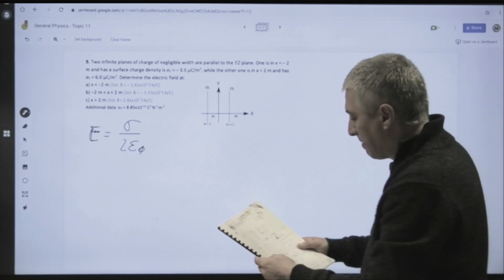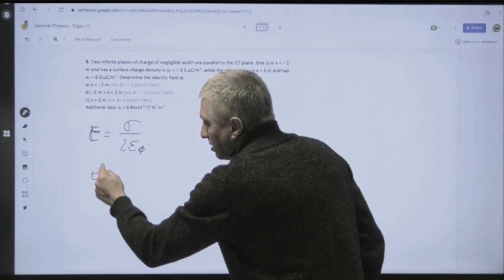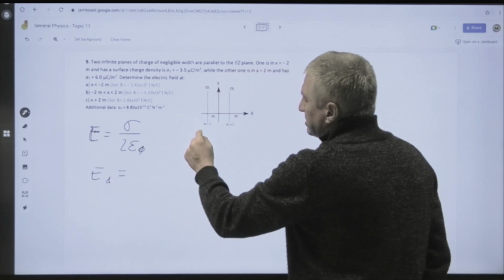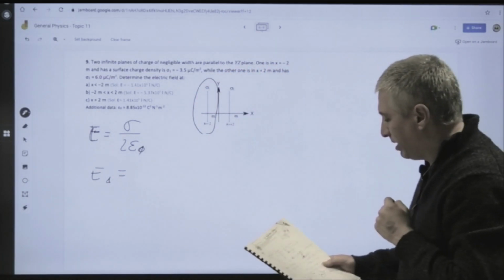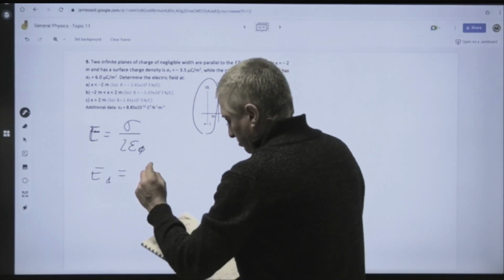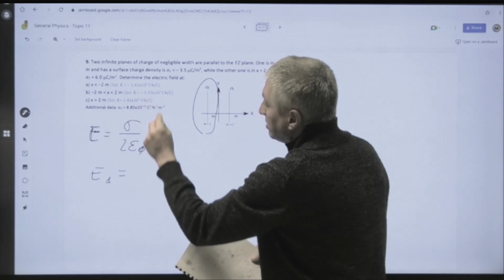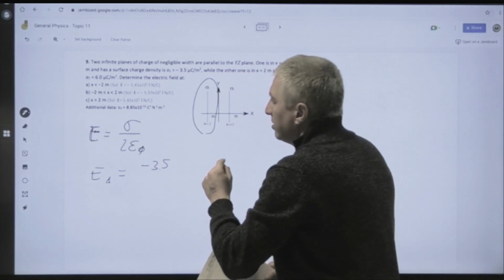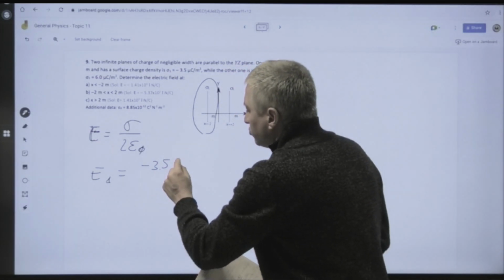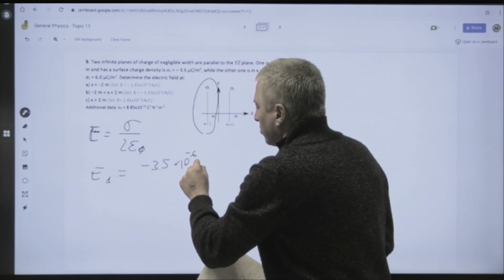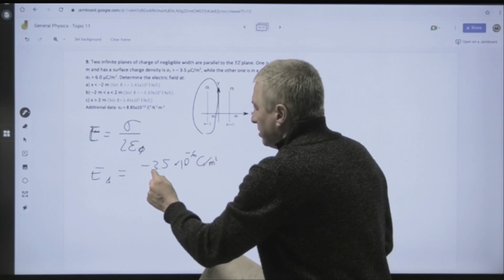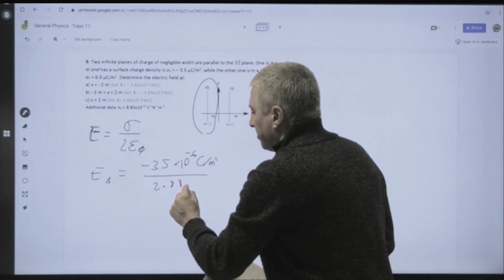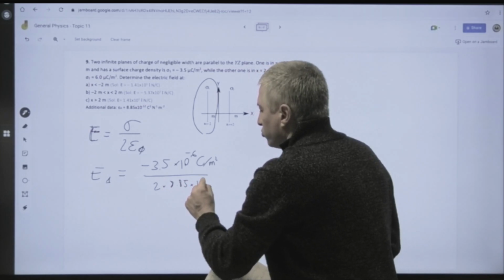So if we first, for example, compute these numbers, the electric field produced by this surface will be equal to the sigma, which in the case of 1 is minus 3.5 times 10 to the minus 6 coulombs per meter square, divided by 2 times 8.85 to the minus 12.